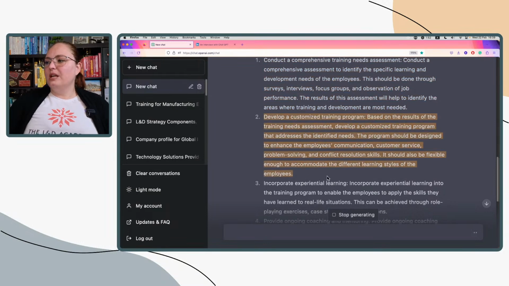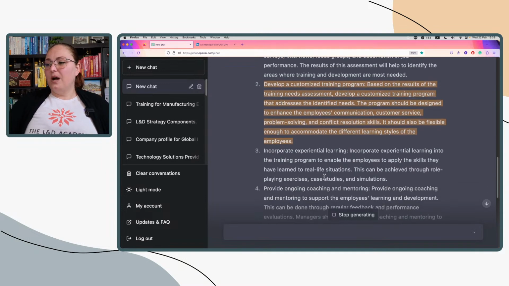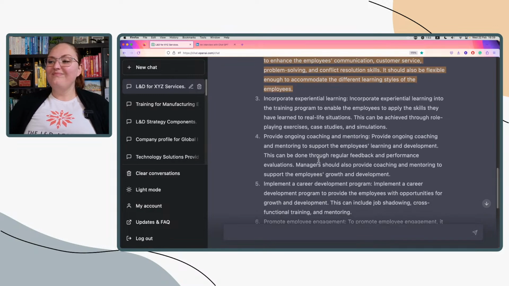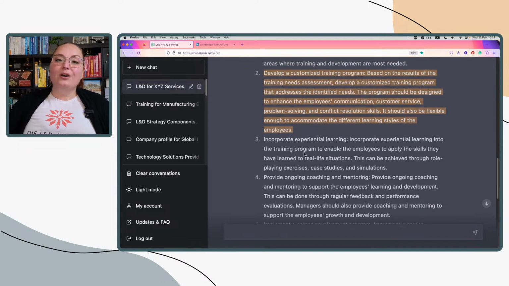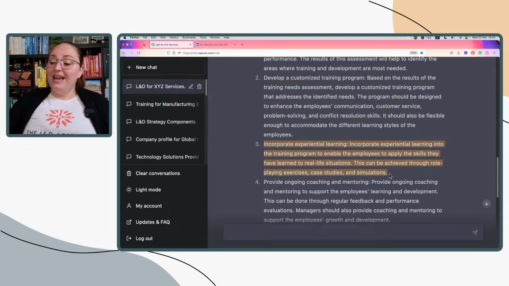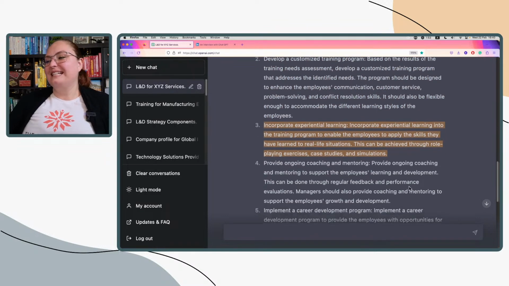Develop a customized training program based on the results of the training needs assessment. Develop a customized training program that addresses the identified needs. The program should be designed to enhance the employees' communication, customer service, problem solving, and conflict resolution. It should also be flexible enough to accommodate the different learning styles of the employees. You can't really argue with that, obviously, but it's not what I was hoping for. So yeah, I guess this is why we're doing these tests.